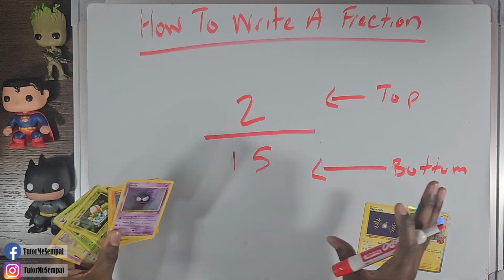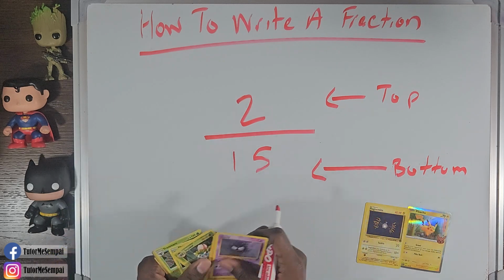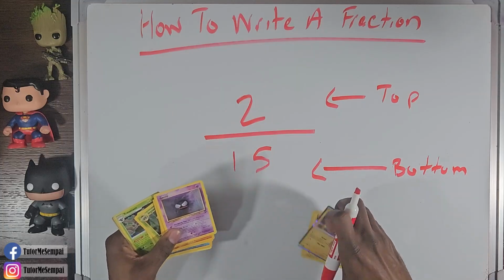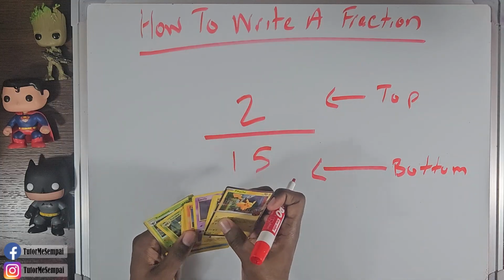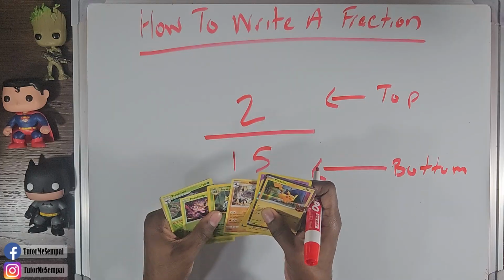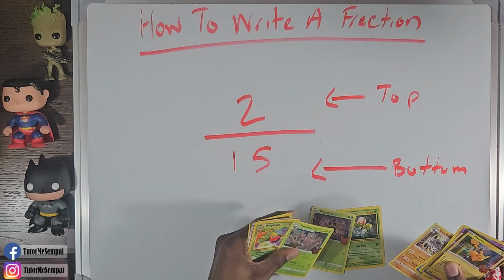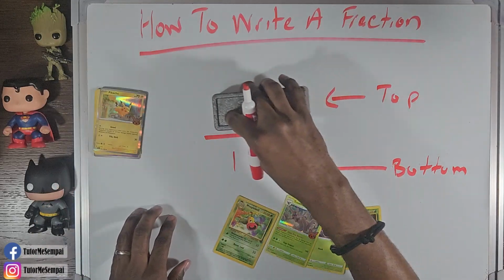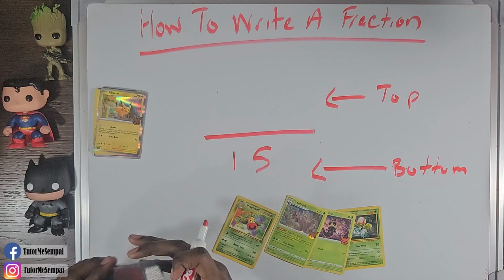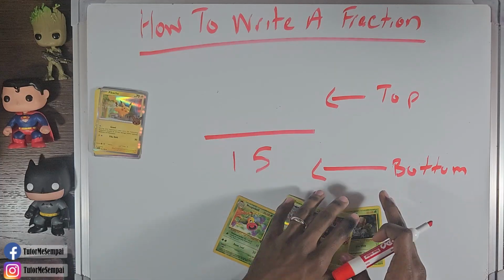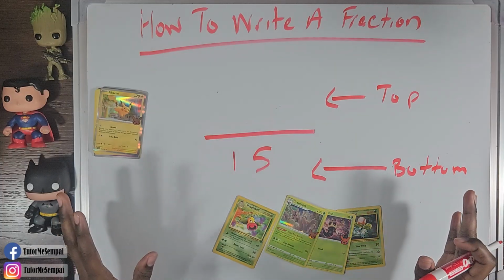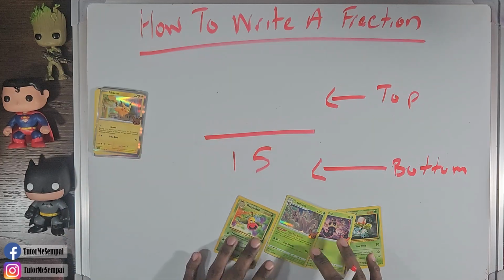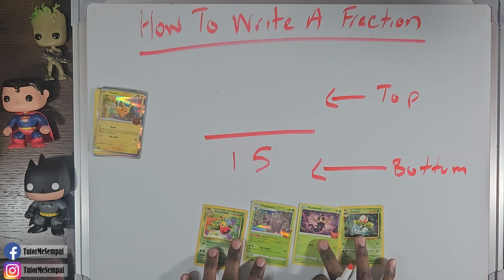You can always shift your focus though. Let's say instead of focusing on how many electric Pokemon I have, I wanted to focus on how many Pokemon have fire as a weakness. And I take out these 4. Well, that changes up my fraction a bit. Notice my bottom, or my denominator, doesn't change because I still have the same amount of cards in my group. But my focus is a little different.